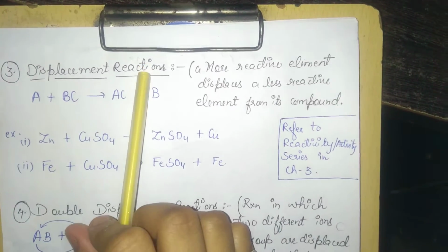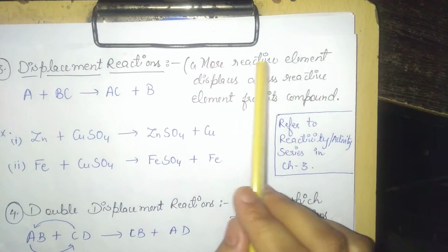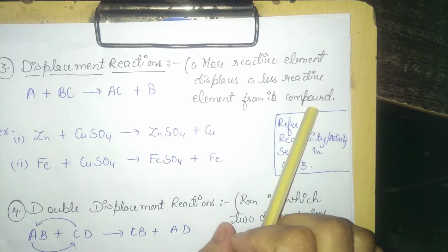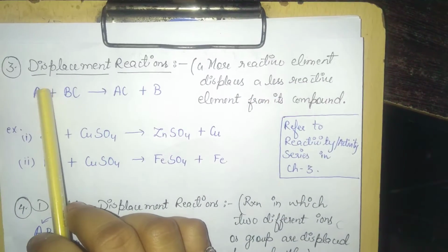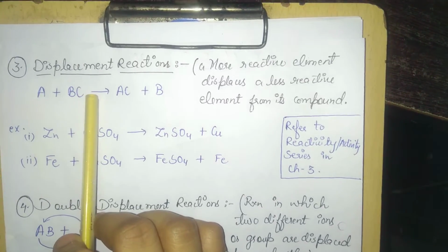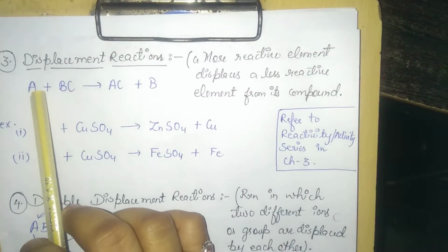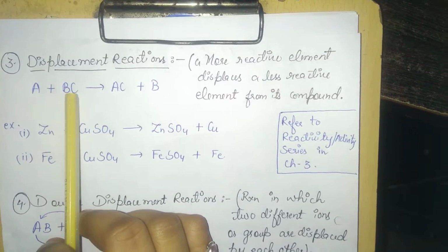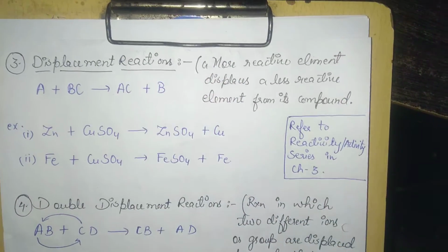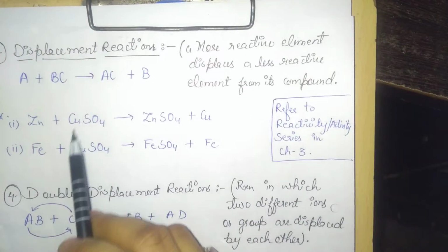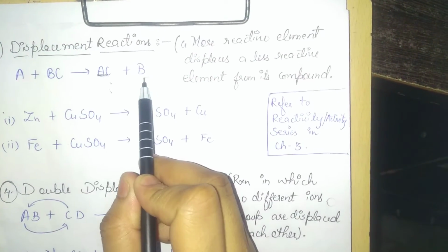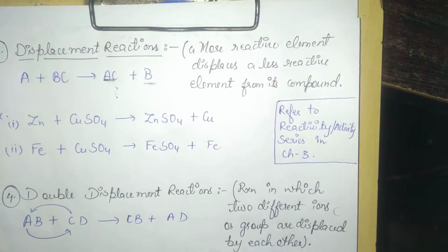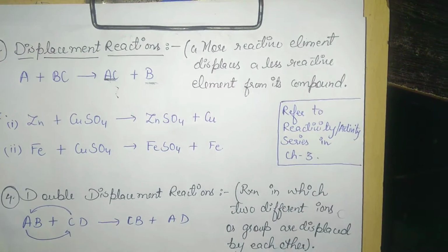Displacement reactions are those reactions in which a more reactive element displaces a less reactive element from its compound. Okay, for example, you have this element A and this is a compound BC. So when this A is reacting with BC, and if A is more reactive than B, it will displace this B from BC and form AC and B. So this is a type of displacement reaction when one element is displacing another element from its compound.